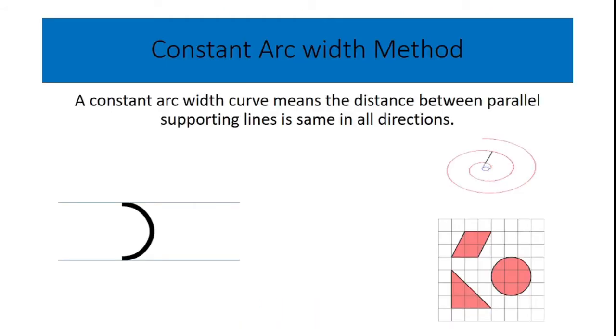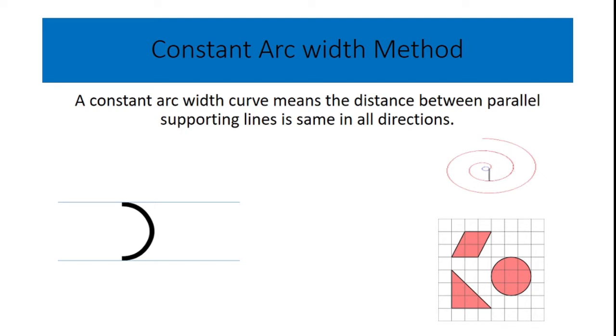Here, what is mathematics? You know from your LKG, UKG standards itself. Now I tell you the new topic, which is the constant arc width method. What is the constant arc width method in geometry of mathematics? A constant arc width curve means the distance between parallel supporting lines is the same in all directions.